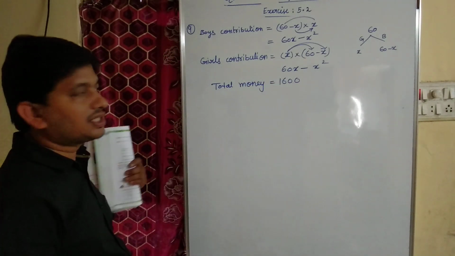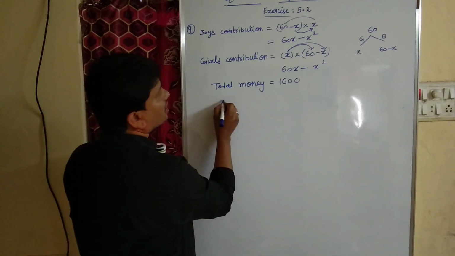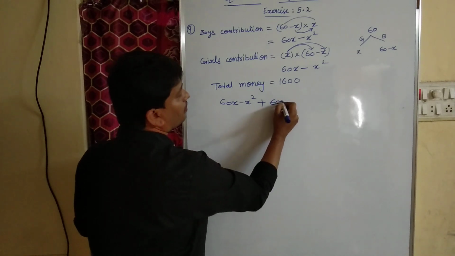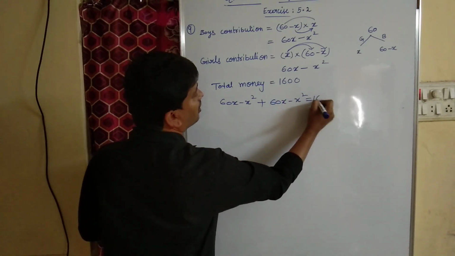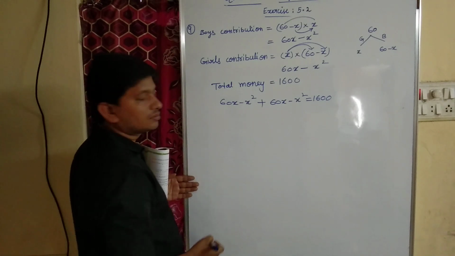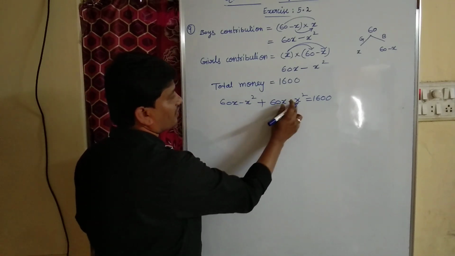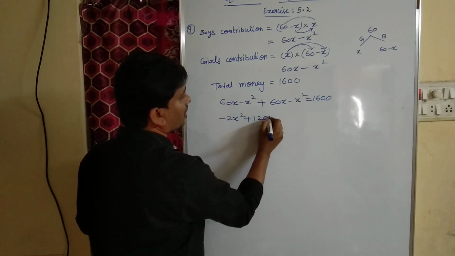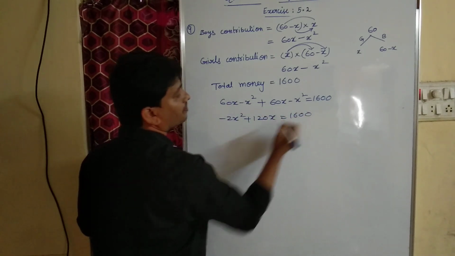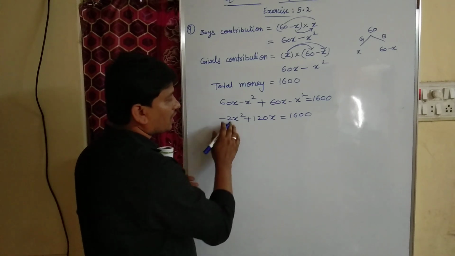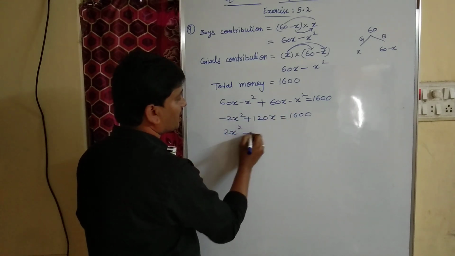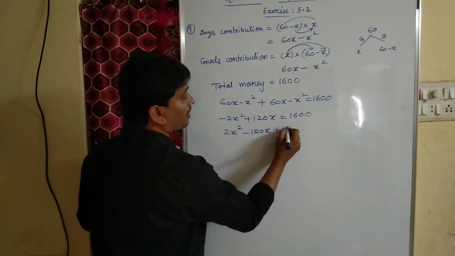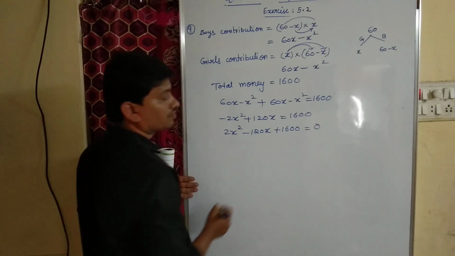total money equal to 1600. Total means boys' contribution, 60x minus x square, plus girls' contribution, 60x minus x square, equal to 1600. So minus 2x square, plus 60x plus 60x, 120x, equal to 1600. So transpose, children: plus 2x square minus 120x plus 1600 equal to 0.